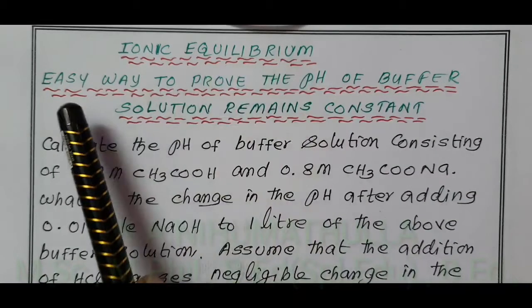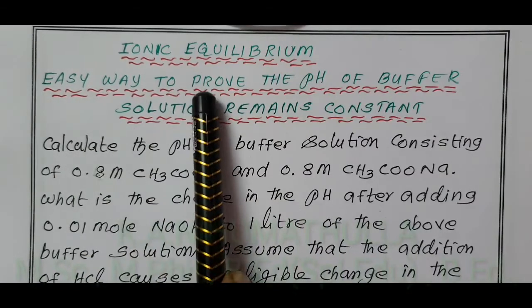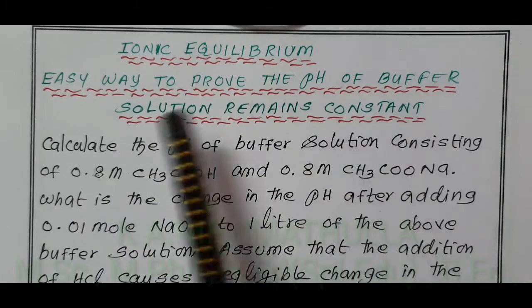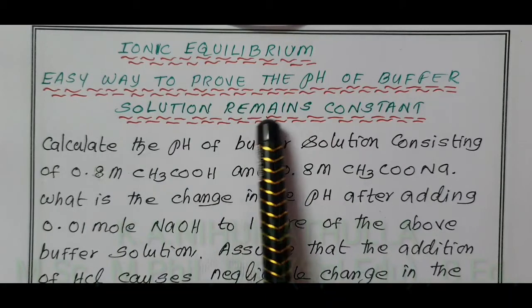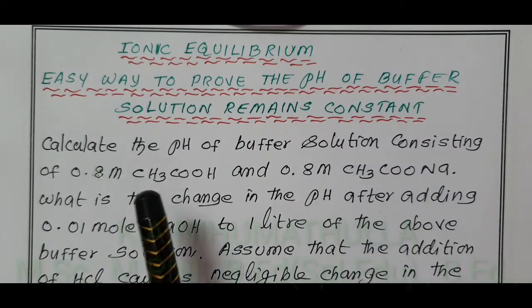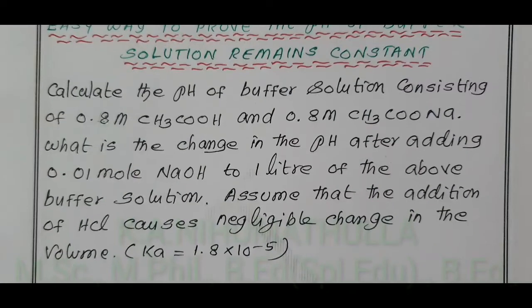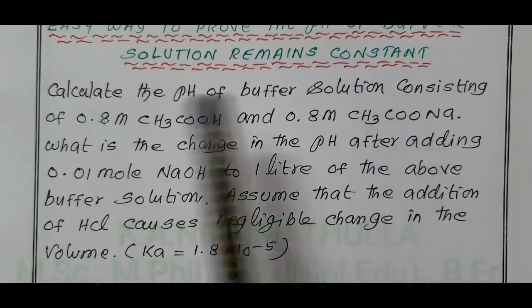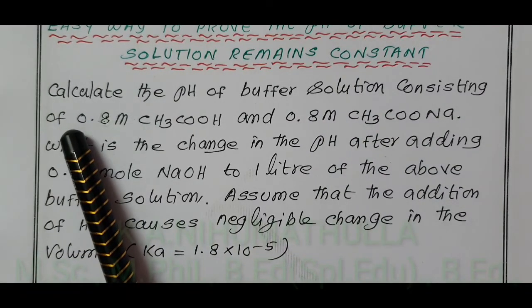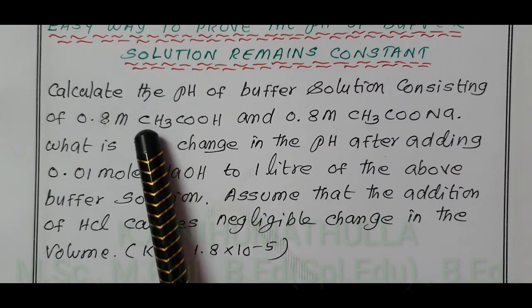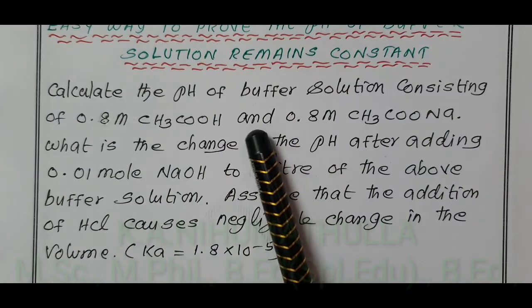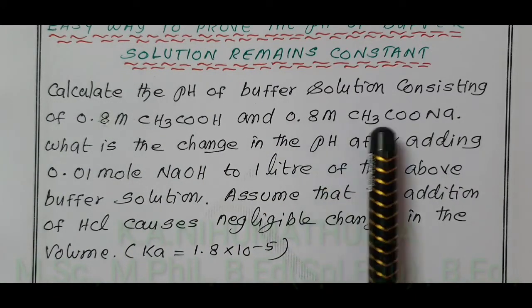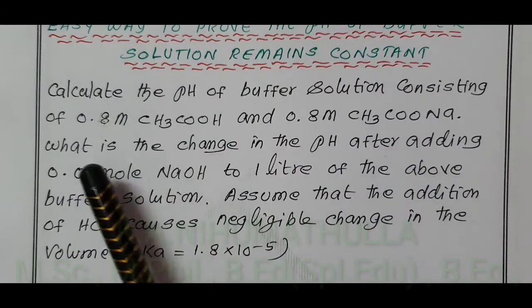Ionic equilibrium, easy way to prove the pH of buffer solution remains constant. The question given is: calculate the pH of buffer solution consisting of 0.8 molar acetic acid and 0.8 molar sodium acetate, acidic buffer solution.